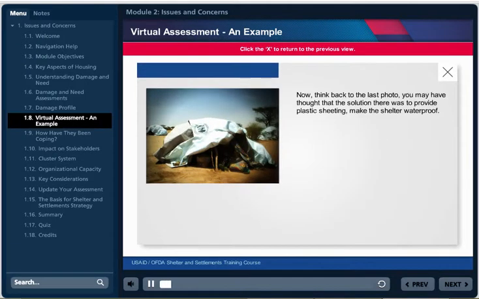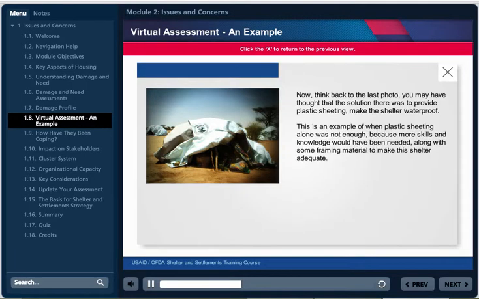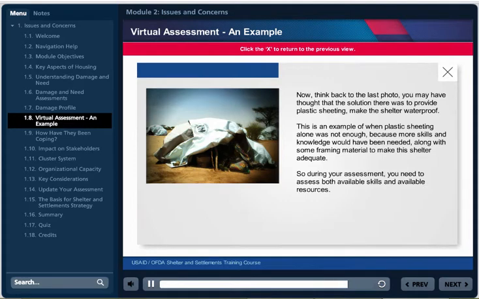Now think back to the last photo. You may have thought that the solution there was to provide plastic sheeting, make the shelter waterproof. This is an example of when plastic sheeting alone was not enough, because more skills and knowledge would have been needed, along with some framing material to make this shelter adequate. So during your assessment, you need to assess both available skills and available resources.